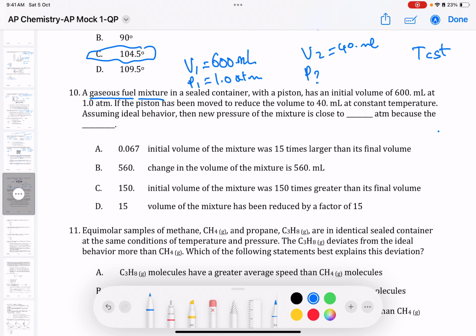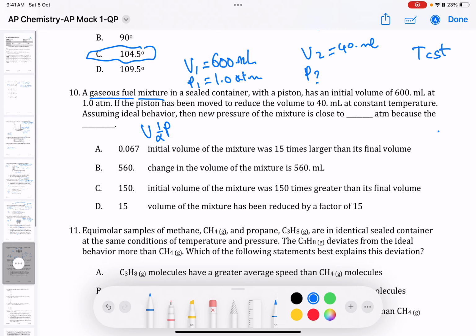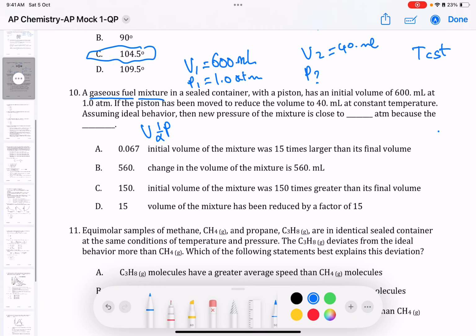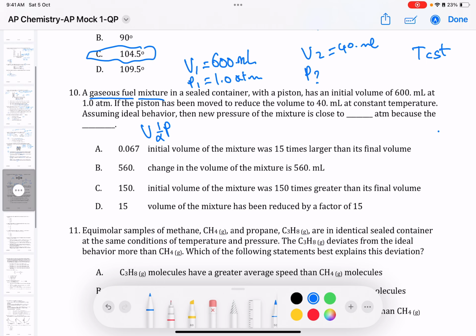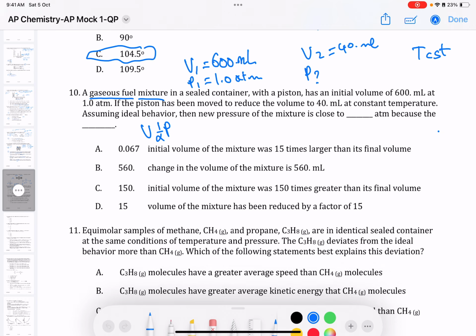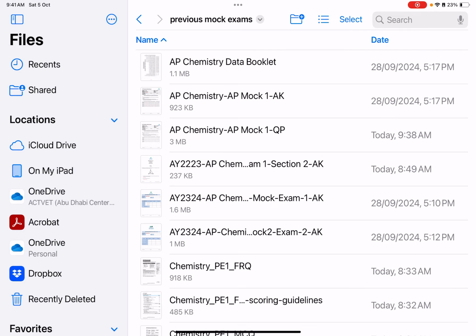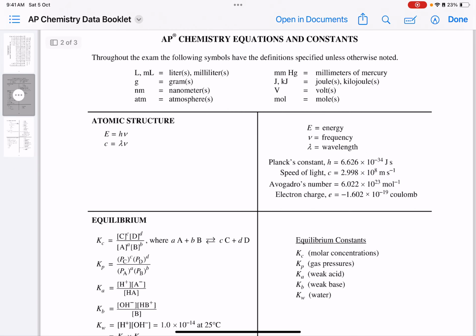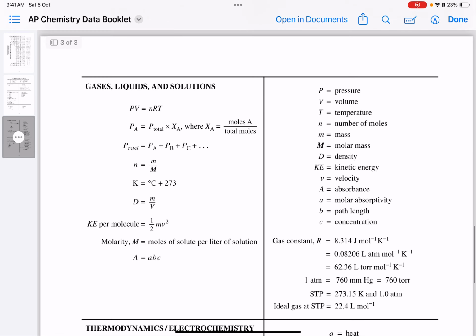From 600 to 40, the pressure is going to increase, because in Boyle's law, volume and pressure are inversely proportional to each other. Now in the formula sheet given to you, it shows the formula of Boyle's law. I can show it to you here. I have a booklet of the formulas here.